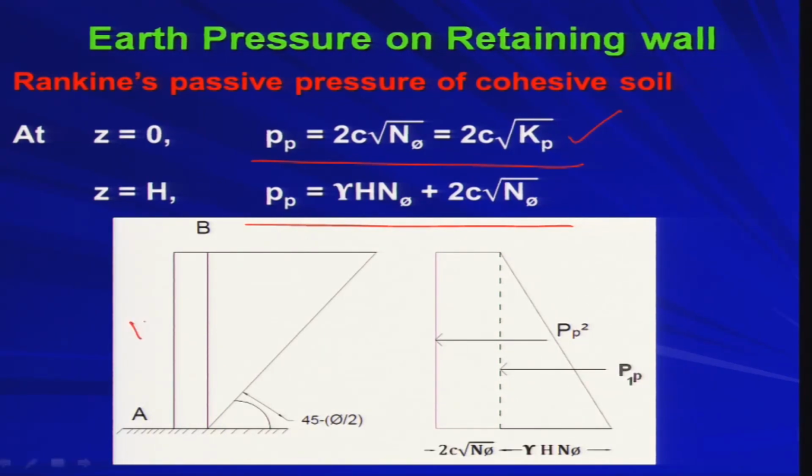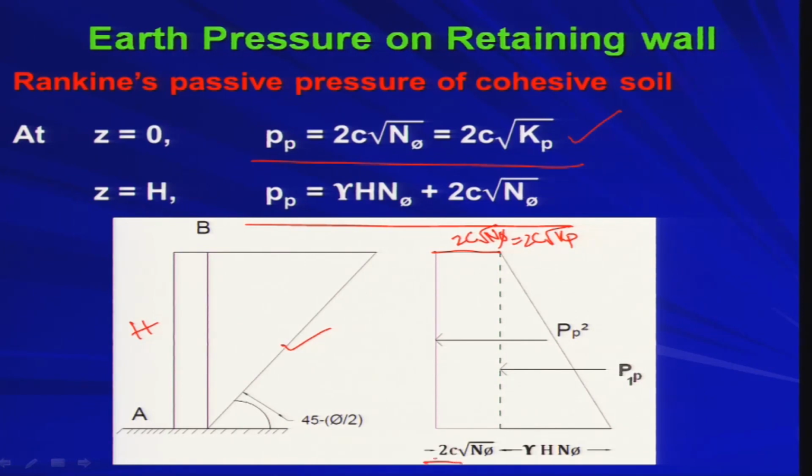So, this is the wall of depth say H. This is the failure surface, linear failure surface. Now, I am getting this part. So, this is nothing but 2c into root over N phi, which is nothing but 2c root over Kp. So, this is the pressure at top of the wall. So, it is not stress free. At top of the wall you are getting some amount of pressure, and from that point basically you are getting the linear distribution, and the total pressure at the base of the wall you are getting gamma H N phi plus 2c root over N phi.